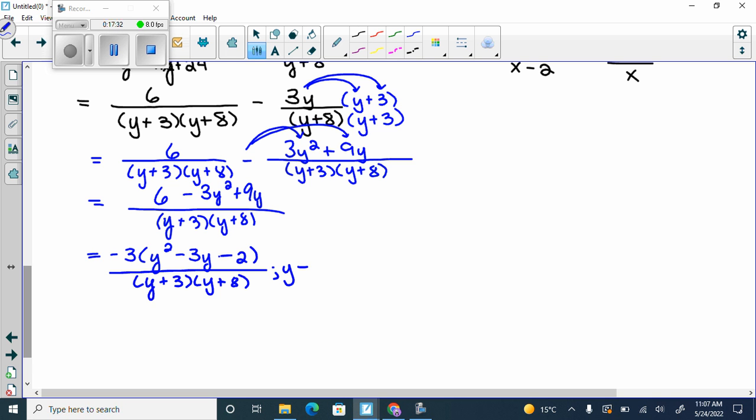What would be a plus 3y? No. Negative. I took a negative 3 out. The 9 is above the negative. Oh, good golly, Miss Molly. Oh, I said to distribute, then didn't.